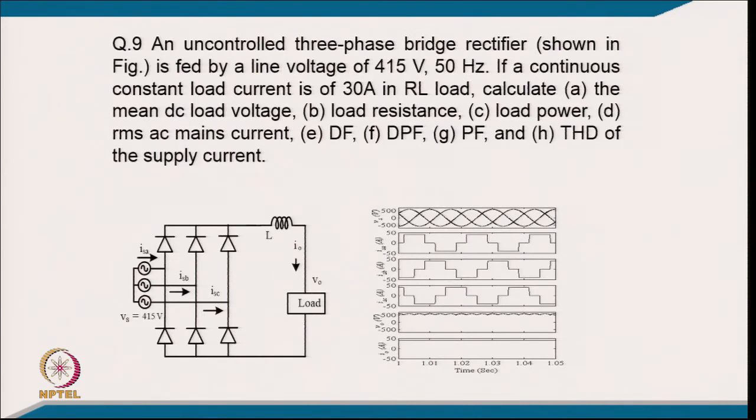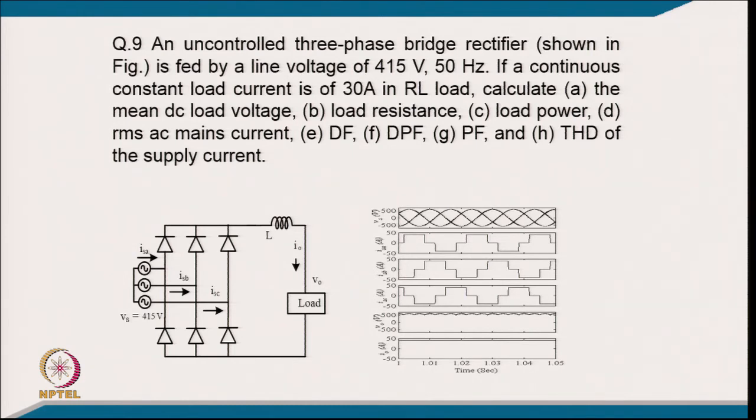Now, let us go to another example, number 9, with 3 phase. An uncontrolled 3 phase bridge rectifier shown in the figure is fed by a line voltage of 415 volt, 50 hertz. If a continuous constant current of 30 ampere flows in the RL load, calculate the mean DC voltage, load resistance, load power, RMS AC mains current, distortion factor, displacement factor, power factor, and THD of the supply current.